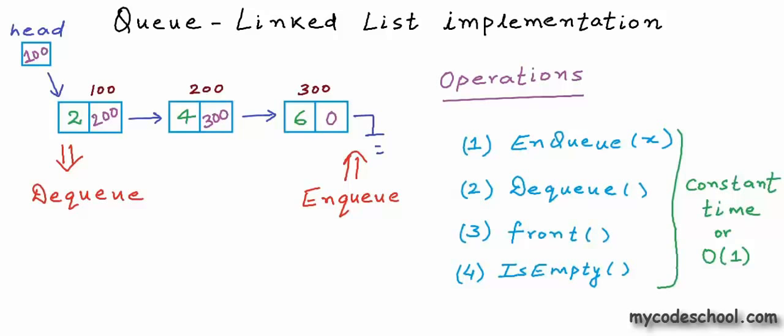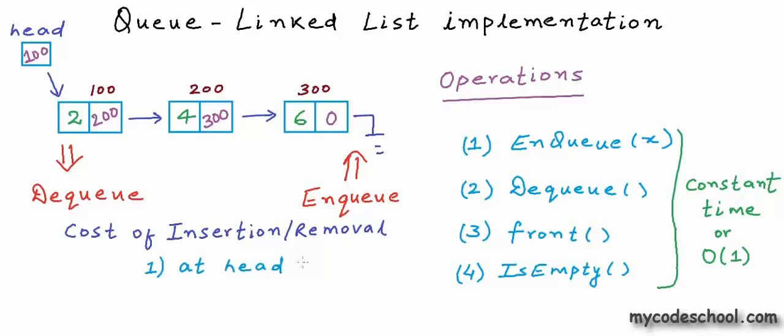Whatever side we are picking for whatever operation, we need to be taking care of one requirement, and the requirement is that these operations must take constant time, or in other words, their time complexity must be big O of 1. As we know from our previous lessons, the cost of insertion or removal from head side is big O of 1, but the cost of insertion or removal from tail side is big O of n. So here's the deal.